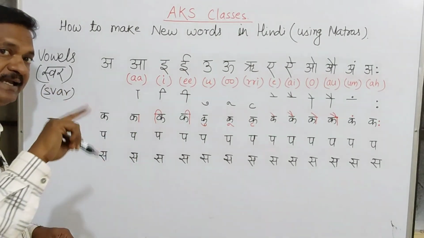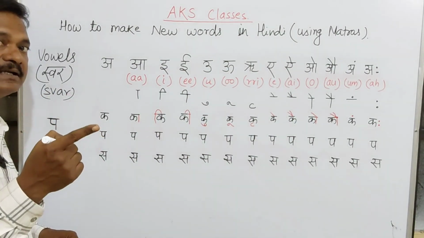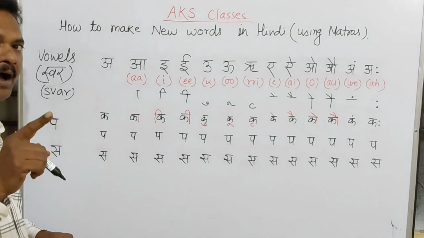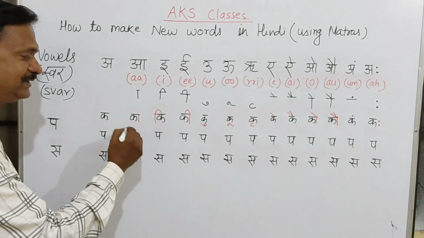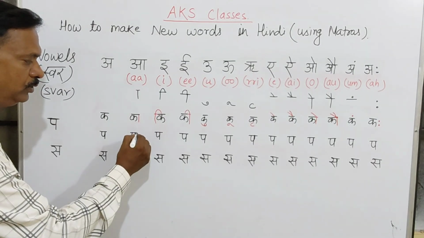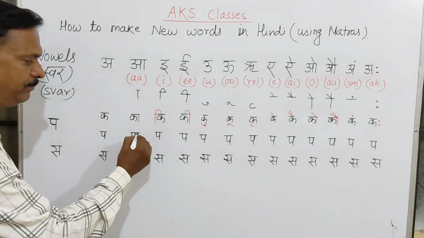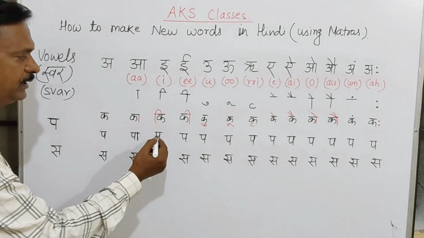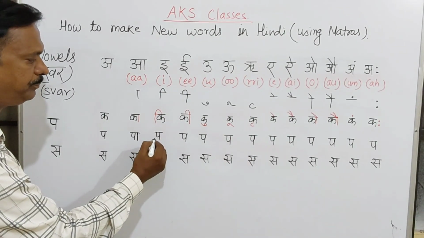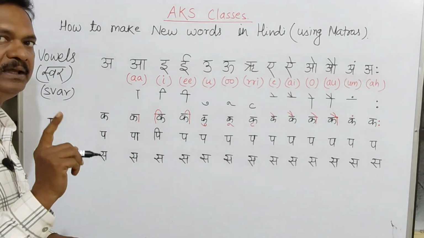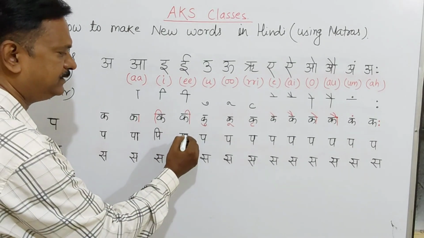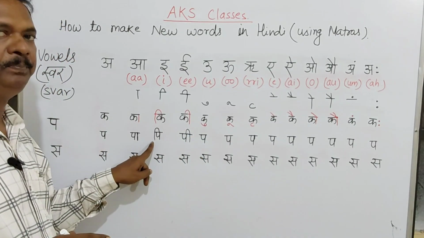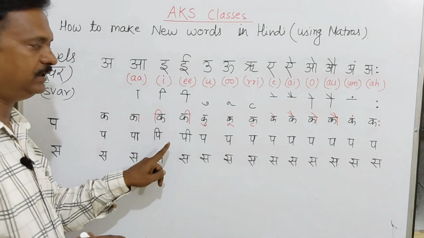Now, if there is a larger a sound like pa, as in papa, what do we do for this sound? We add the matra for a. This is pa. Now, this is a small pa, and this is a larger one.